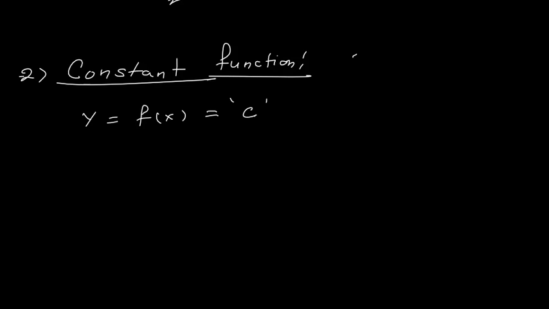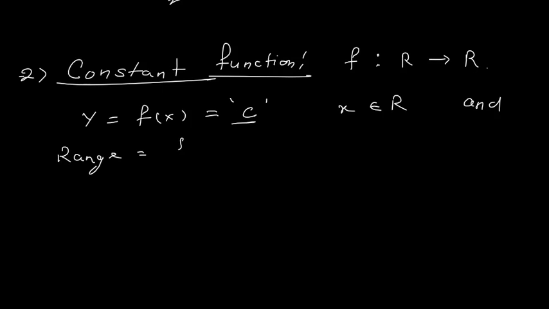Now this constant function is also defined from real numbers to real numbers. So a function defined as f from R to R, f is a function from the set of real numbers to the set of real numbers, such that y is equal to f(x) is equal to some constant c, where x belongs to the real numbers. So here x belongs to real numbers, and the range of this function has only one element, which is c. Now can you draw the graph for this constant function?